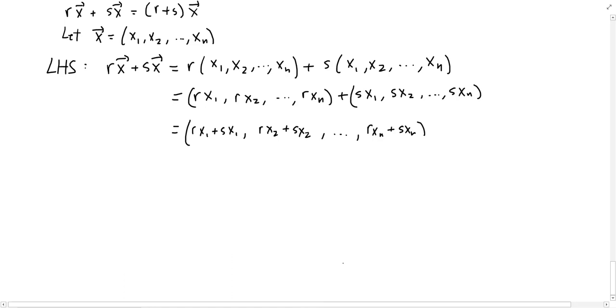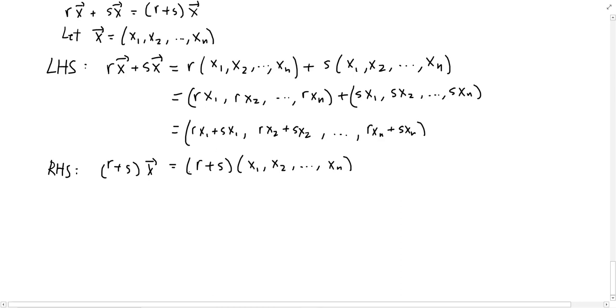So that's the most I can do with this left hand side. So now I'm going to try to do the right hand side and somehow make it end up being the same thing right here. So I'll show you how that is done. So RHS, that's the right hand side. It's R plus S times vector X. So therefore it becomes R plus S multiplied by X1, X2, dot dot dot to Xn.